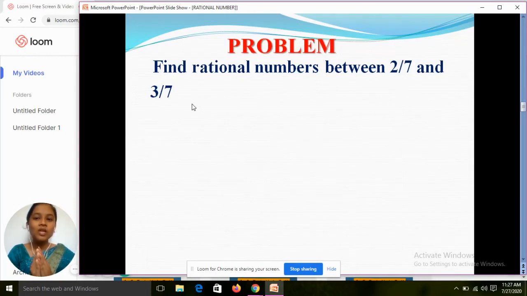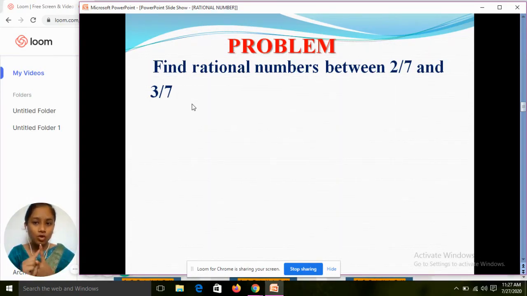So when we observe these two rational numbers, we find both are very close to each other, right? 2 divided by 7 and 3 divided by 7 are very close to each other. So it will be a little difficult to find the rational numbers between these two rational numbers.